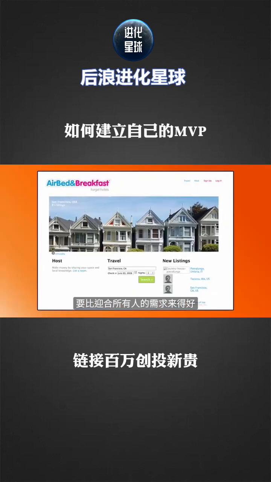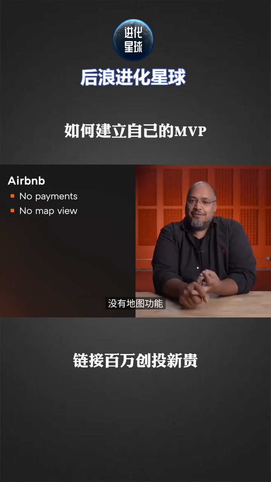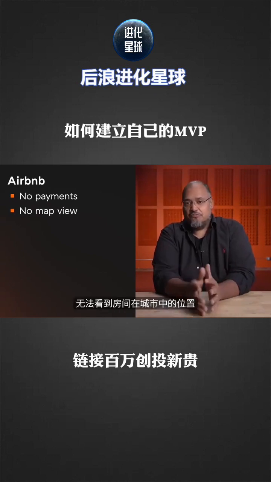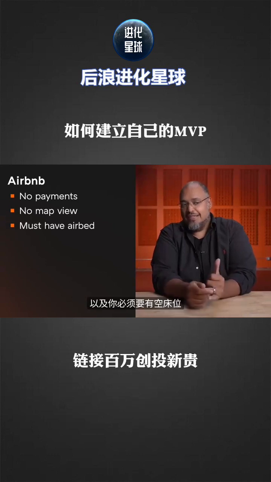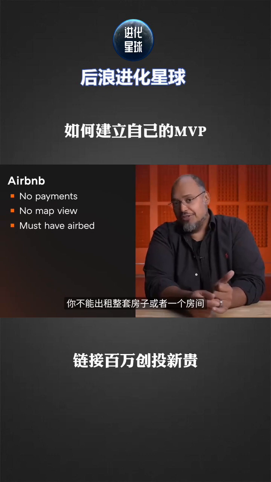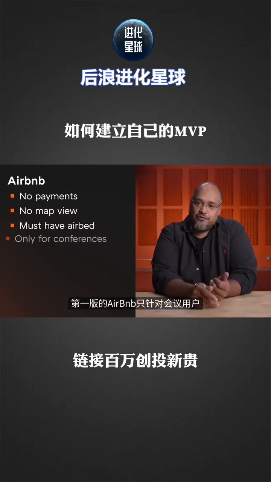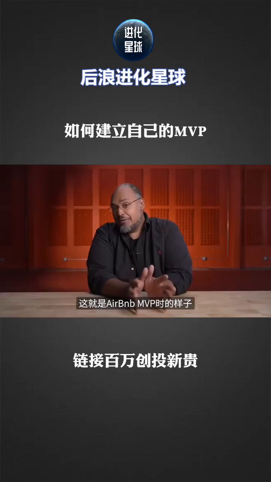So here's what the first version of Airbnb looked like. And if you were a user when Airbnb first launched, here are some of the fun things that you didn't get to experience. There were no payments. There was no map view, so there was no way for you to actually see where the places were in the city. Third, even more funny, you had to stay on an airbed. You couldn't rent out your whole house. You couldn't rent out a room in your house. Then fourth, the first version of Airbnb only worked for conferences.